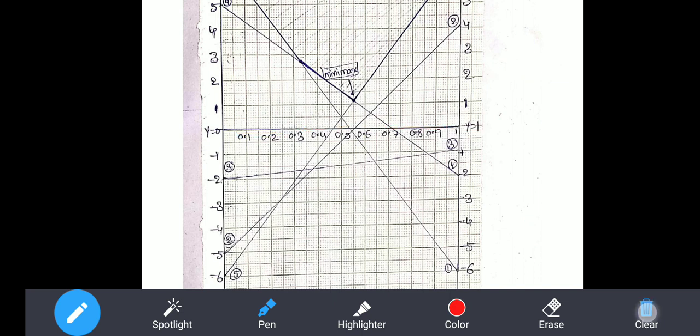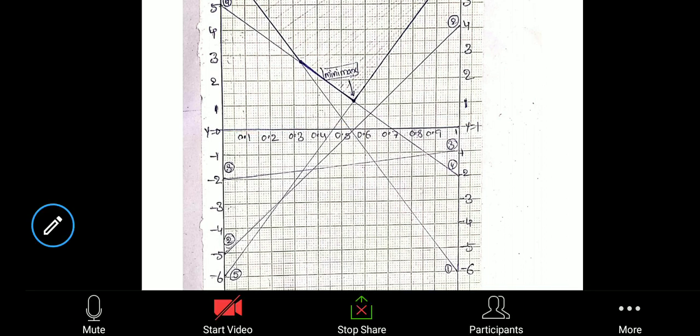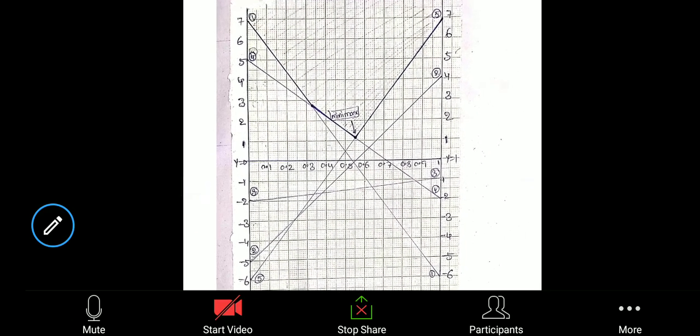Column wise, we need to get the minimax point. Above this spot, the maximum will be there. From that maximum, you need to find the minimum here. Based on the given equations, I'm going to draw the graph sheet.